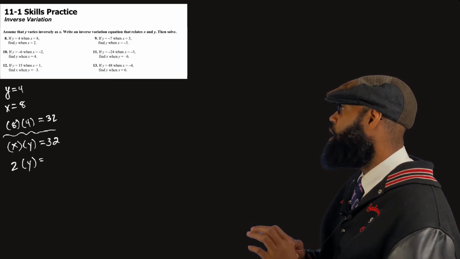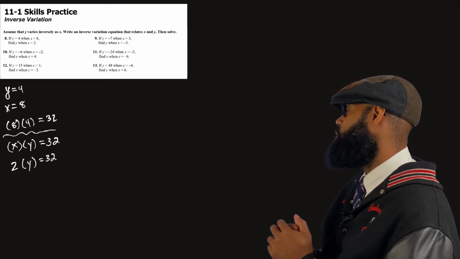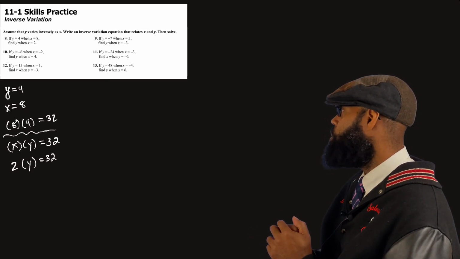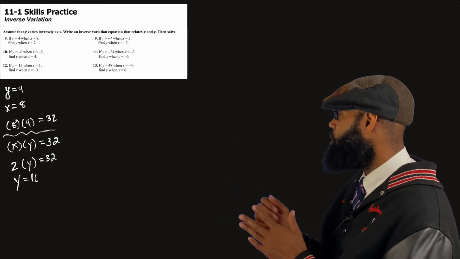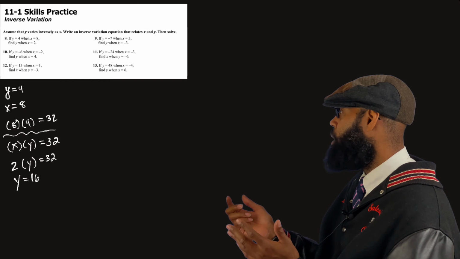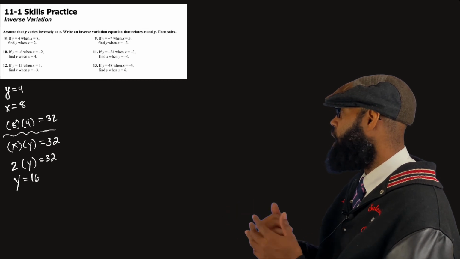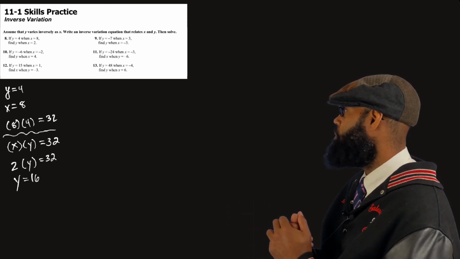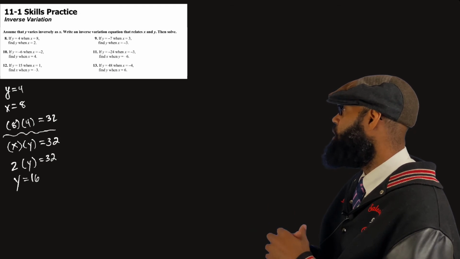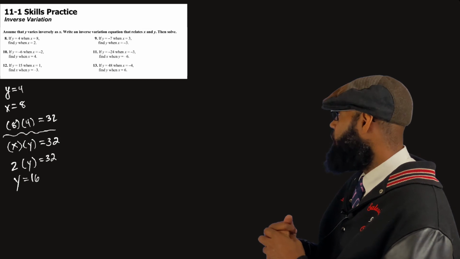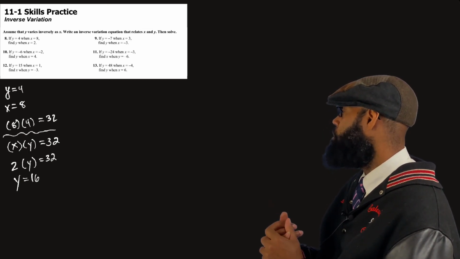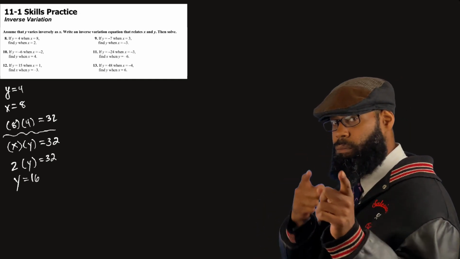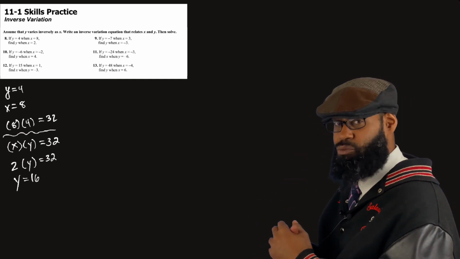Now, find y when x is equal to 2. Okay, so if x is equal to 2, I'm going to plug in 2 for that x. I got 2y is equal to 32. I'm going to solve for y by dividing both sides by 2, and there I have y is equal to 16. So assume that y varies inversely as x. Write an inverse variation equation that relates x and y, then solve. Bam, solved. Got it. So repetition, repetition, repetition.